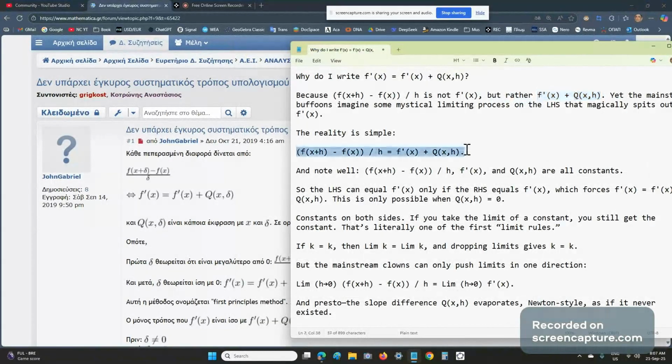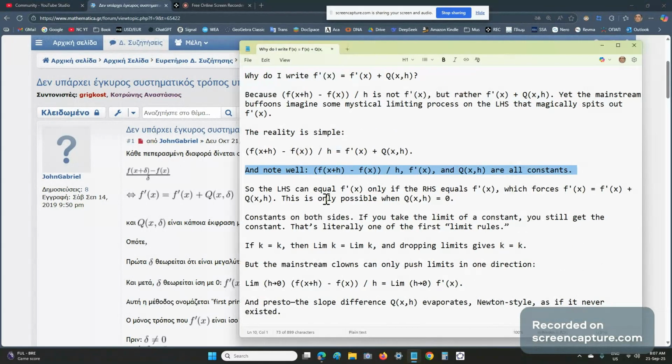This here is the historic geometric identity. What it says is that the slope of a non-parallel secant line anchored at x and x plus h is equal to the derivative plus some slope difference. All of these are constants. So the left-hand side can only equal f prime of x if the right-hand side equals f prime of x, which forces f prime of x to equal f prime of x plus this slope difference.